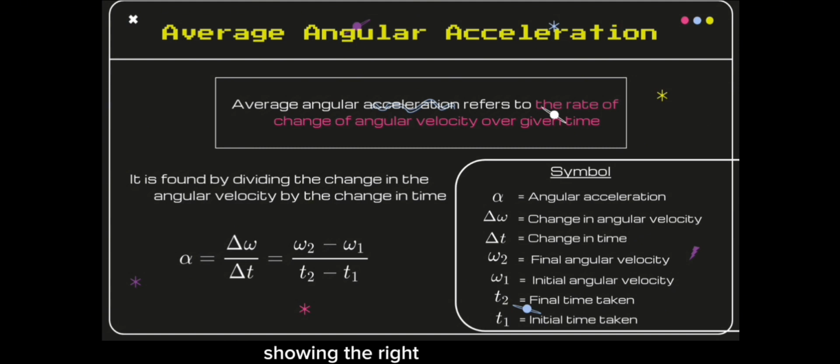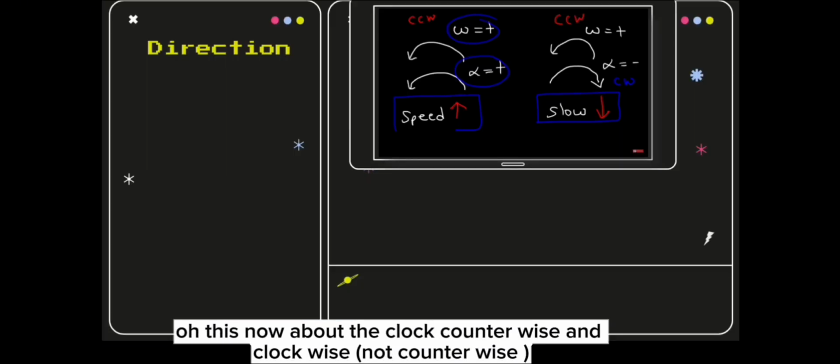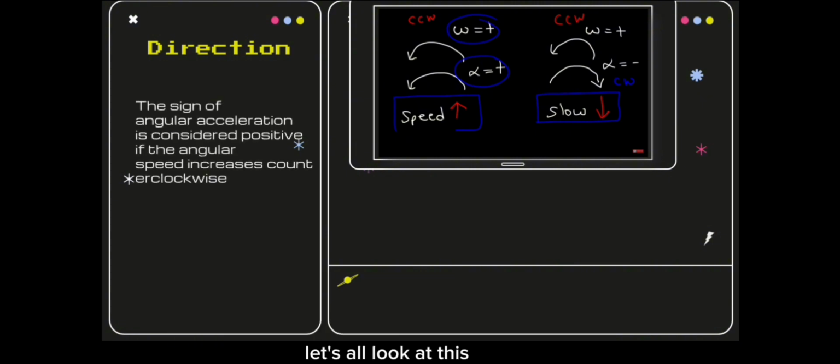Showing the left right corner are about the symbol. What is shown in this picture is about average angular acceleration that I just talked about. In this picture, you can see final position and initial position, alpha, and direction of motion. This is now about speeding up and slowing down. Let's look at this picture shown about right corner.